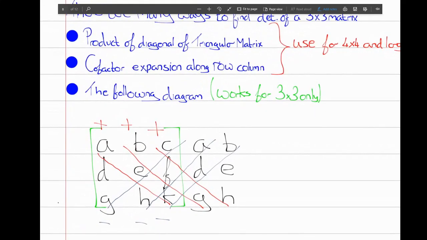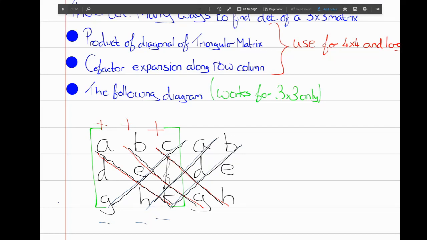So what we're going to do is, if we have a matrix A, B, C all the way through K, we're going to place A, B, D, E, G, H here, the first two columns. In doing so, we're going to write plus above the first 3 here and minus below the first 3 on the bottom. Doing that, we draw our diagonals along here. There are positives, and then we draw our diagonals along here.